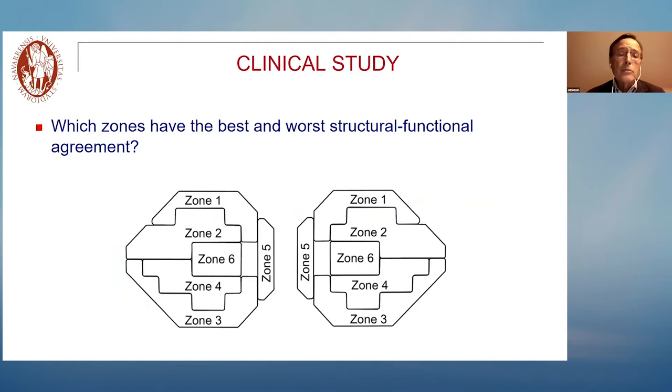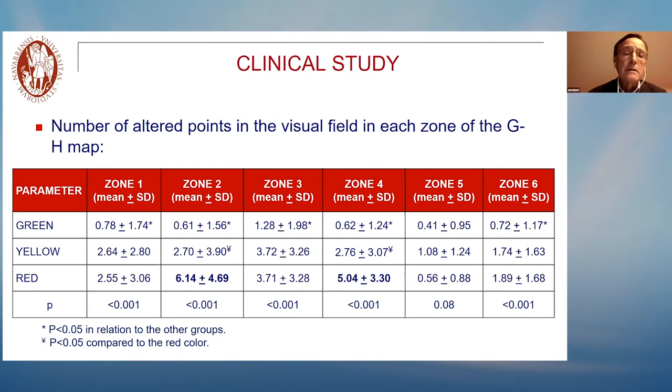One of the most interesting things of this program is to evaluate the best and the worst structural and functional agreement in these six different zones. The best agreement was in zone 2 and zone 4. The agreement in zone 2 corresponds to the temporal superior and temporal inferior map. In this table, you can see the different black points from the visual field in all of the zones from the Garway-Heath map. The best agreement, the best number of corresponding black points, are in zone 2 and zone 4.